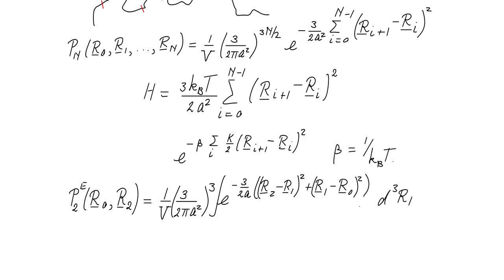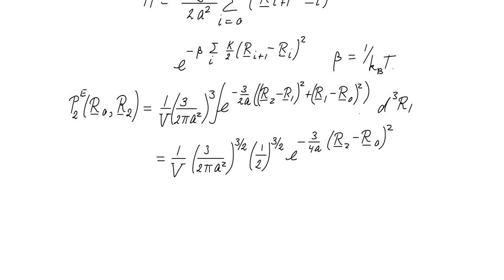And the result is, again, a Gaussian, now depending on R2 minus R0. And what is interesting is that the spring constant, if I interpret this as a spring constant, if I add two springs, then it turns out that that turns into an effective spring constant, which is half the value of the original one. I have now here a 3 over 4a instead of 3 over 2a in front of the harmonic interaction.